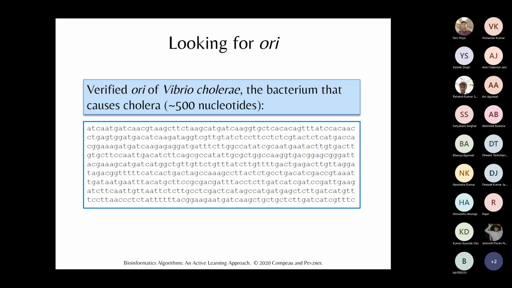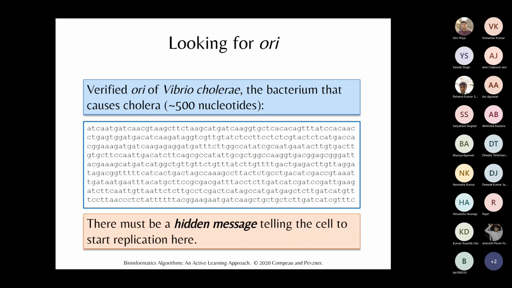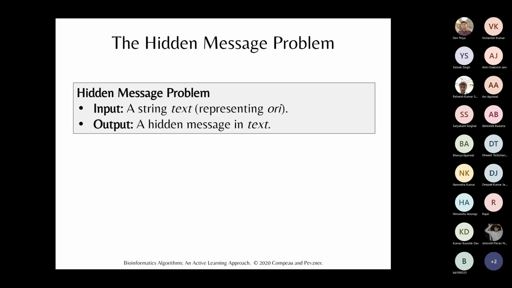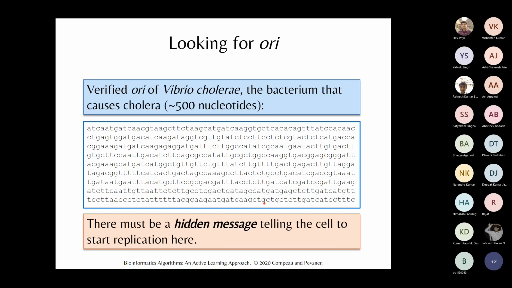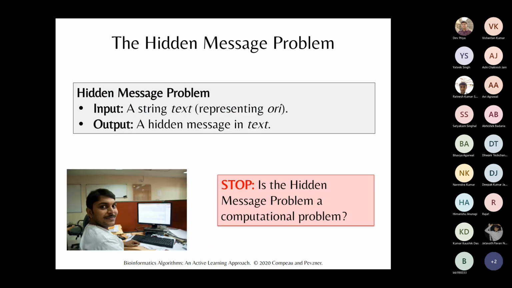But if you look at specific areas of this, there must be a lot of locations inside the cell which might have a lot of T's and A's. There has to be something specific that tells the cell to start the replication here. So when we go deeper into this problem, we can essentially say that there must be some input text that the cell is looking at. There must be a hidden message in the form of a text in the input sequence. So in this sequence, there must be some hidden word or some hidden information that the cell is looking at. Okay. So this is kind of formalizing.